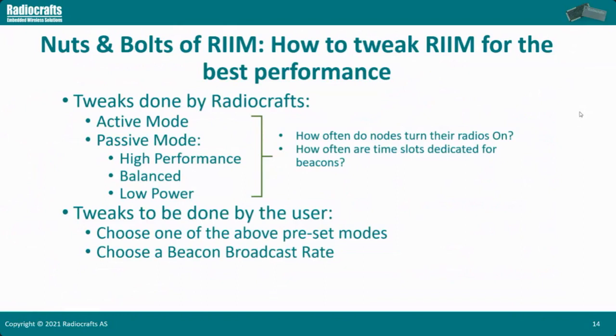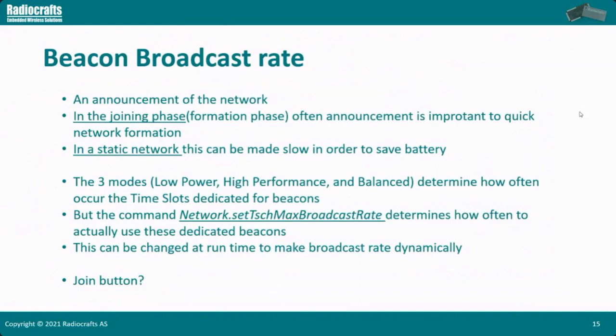Then there are also some tweaks which you can do yourself. You can choose first one of these settings. Then you can also change the beacon broadcast rate. The beacon broadcast rate will affect the network formation time. So what is the beacon broadcast rate, which you can change? It's just an announcement of the network. So basically, when you first start your network in the joining phase, which is the network formation phase, the beacon is important because it tells the nodes about the network and how to join it and what power to use and everything. And then when the network is formed, after some time, you don't really need much of these beacons.